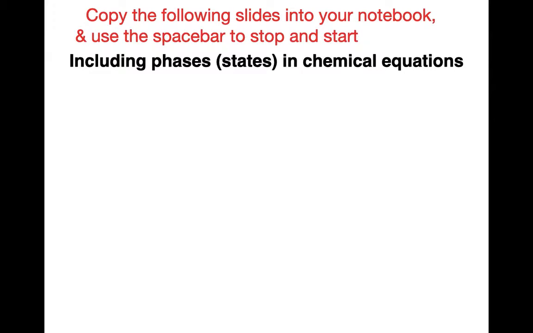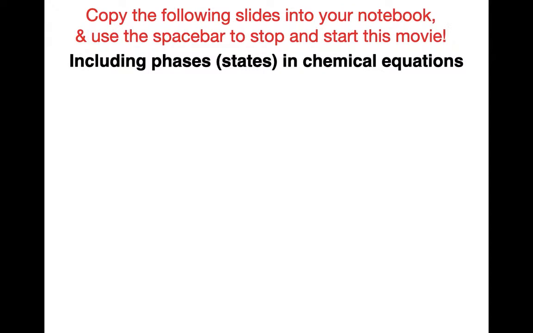Okay, this week will be just a slight extension on what you learned last week on how to write a balanced chemical equation. The only thing new is that you're going to be including what we call phases or states in a chemical equation. Now, of course, remember that these are like notes, so copy this into your notebook, use the space bar to stop and start as needed.